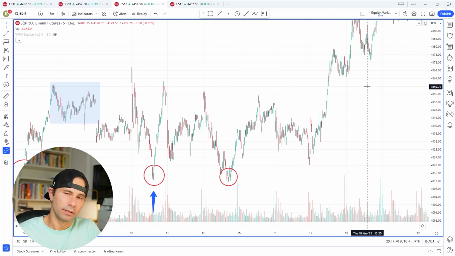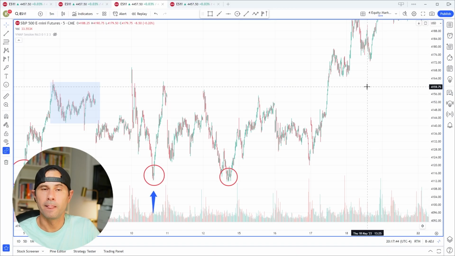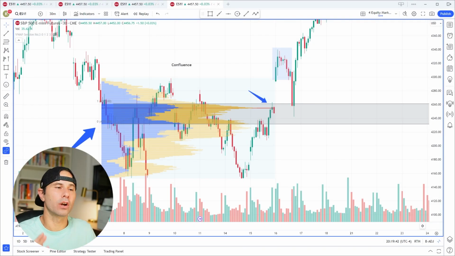Number 4 is the high volume node of the horizontal volume profile. If you haven't seen my video, please go check it out and you'll learn number 4. Now, what can we do to increase the probability of these areas to be more effective? We look for confluence. The other enhancer I talk about is confluence. Confluence is when one or more of these conditions are met. If I have a high volume node and I have a launching point.